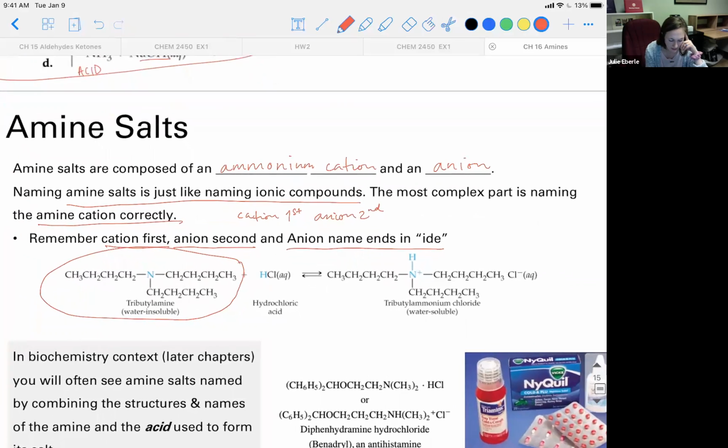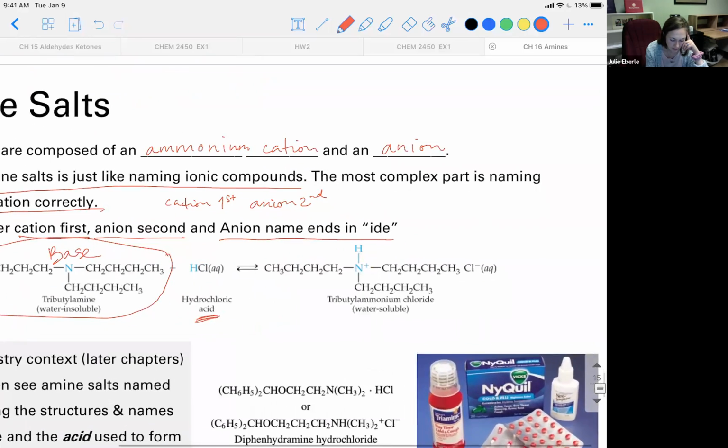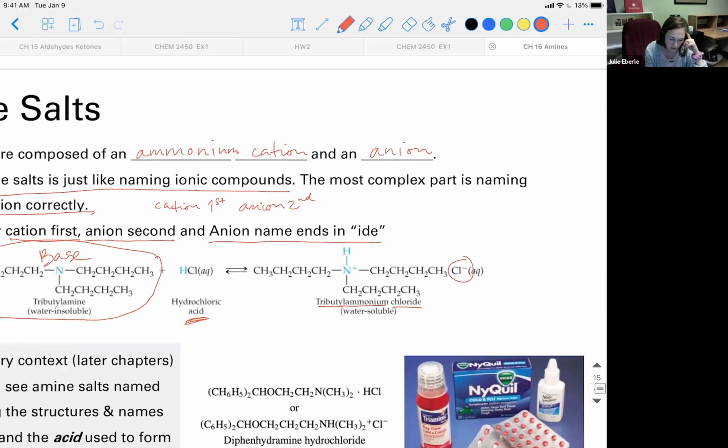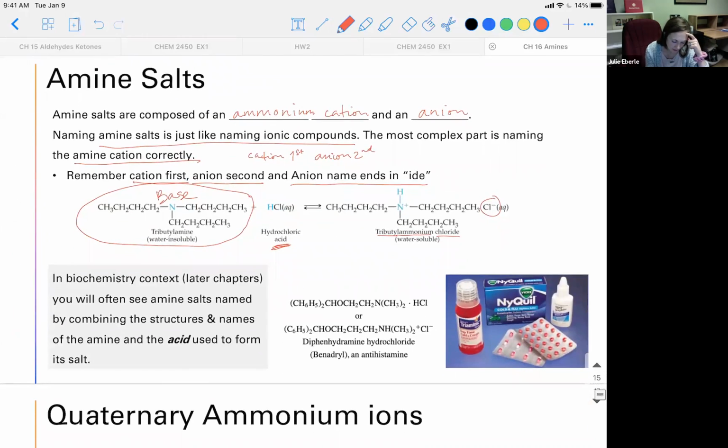Then you got hydrochloric acid. Okay, the amine here is the base. Obviously, it says it's the acid. So when these react, what do we get? Let's zoom in on our product. Now we're going to name this salt tributyl. Instead of amine, we just call it tributyl ammonium, and then we name the anion chloride, tributyl ammonium chloride. Okay, so that's another example. Just a little bit different when you have the ammonium cation versus just the amine.